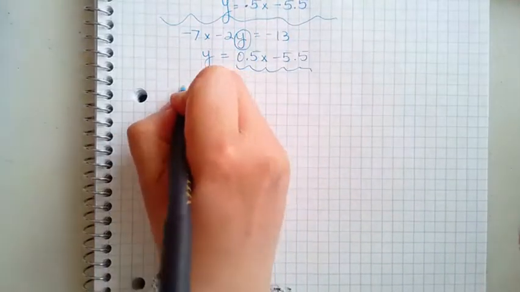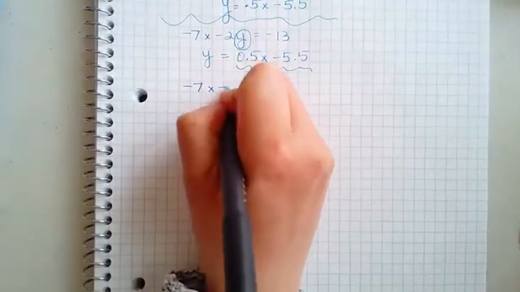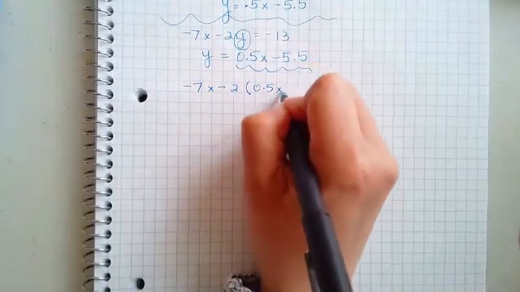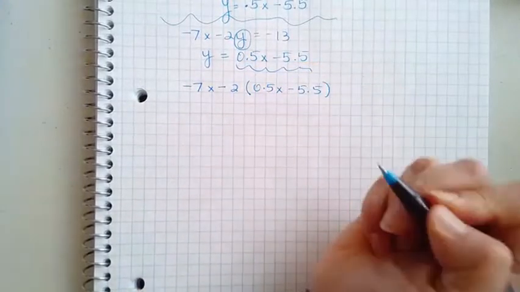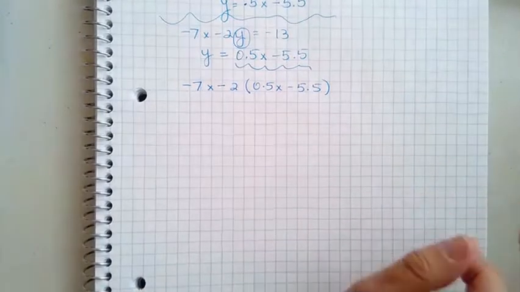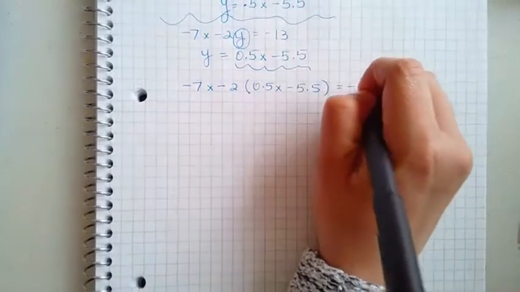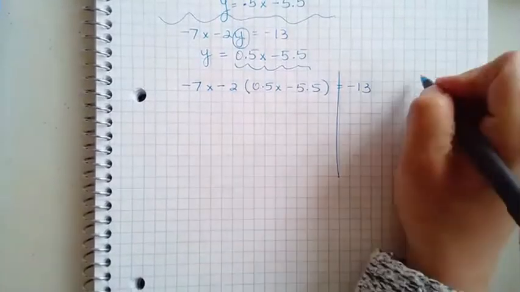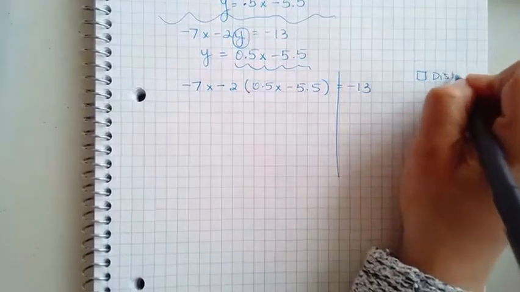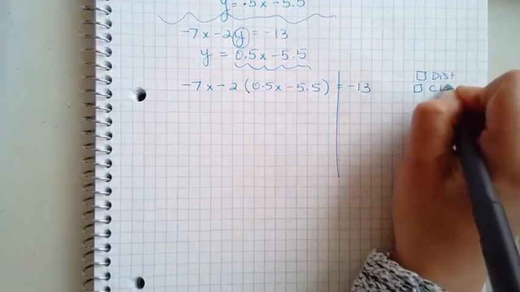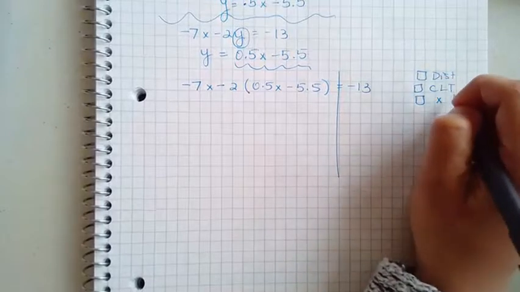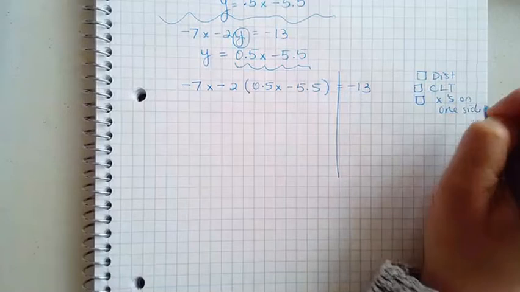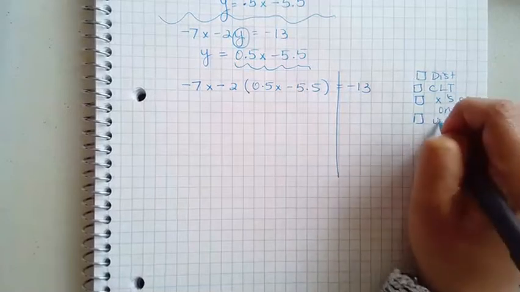Now I'm going to rewrite -7x minus 2, and now I can write all of this in. Notice I put parentheses around it, and notice there's no y left. That's really important. Then I'm going to go through my list of things I do. First, I'm going to distribute. Second, I'm going to combine like terms. Third, x is on one side. And then my last steps are going to be undoing.